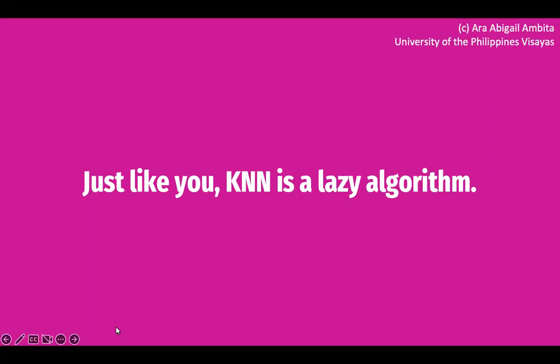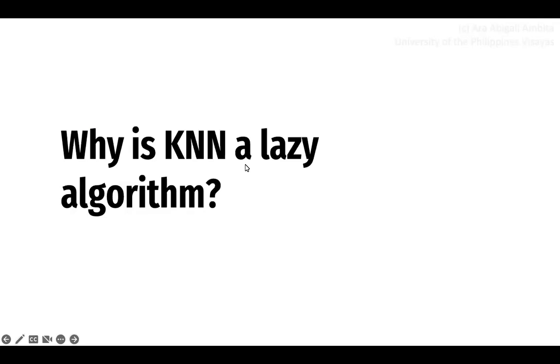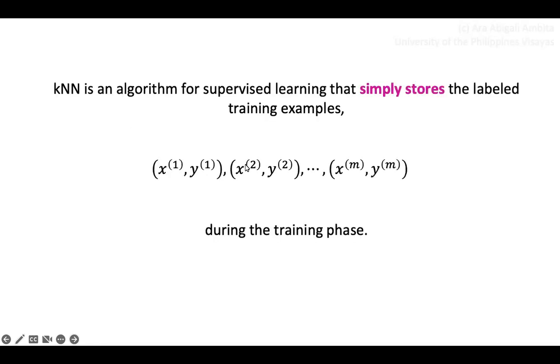So just like me, KNN is a lazy algorithm, but of course that's just a joke. The part wherein KNN is a lazy algorithm is not. But why is it considered a lazy algorithm?